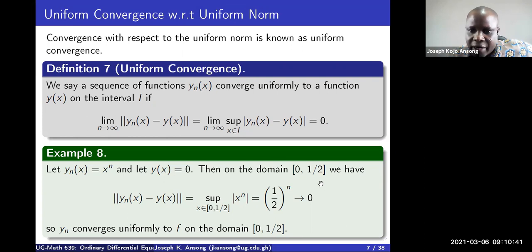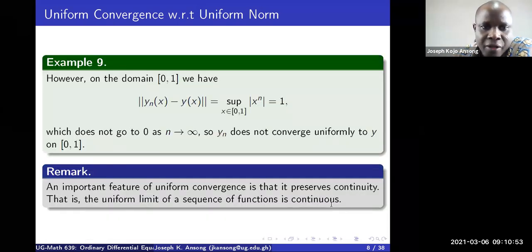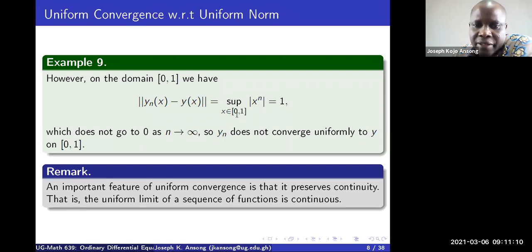We'll see that if this interval were to extend from 0 to 1, for instance, we are not going to get uniform convergence. So we'll take a look at that, and then I'll show you some graphs of this. Okay. So here you go. However, on the domain from 0 to 1, we have the uniform norm of y_n of x minus y of x is equal to the sup of the absolute value of x to the n.